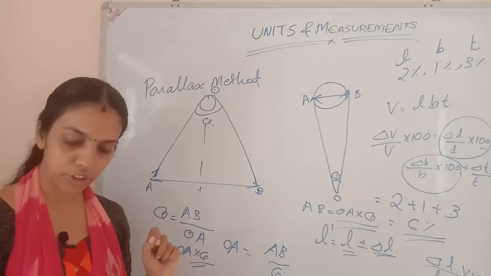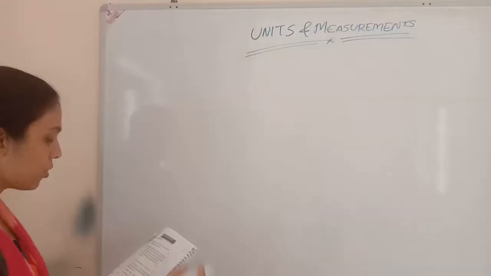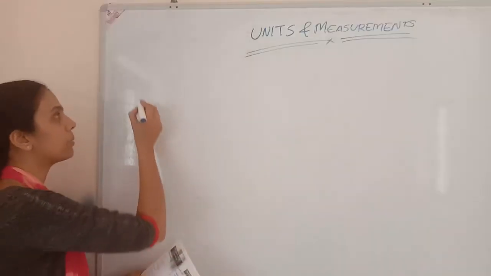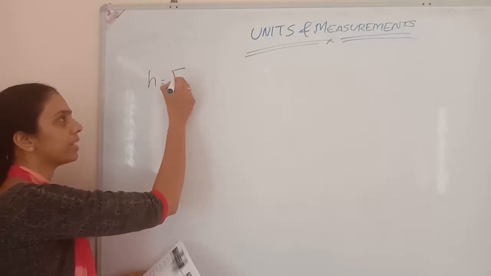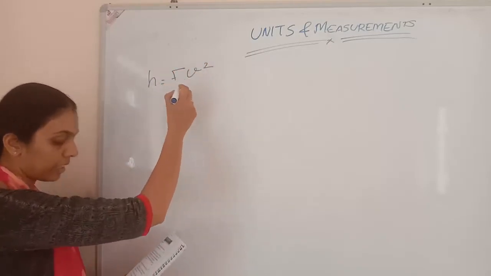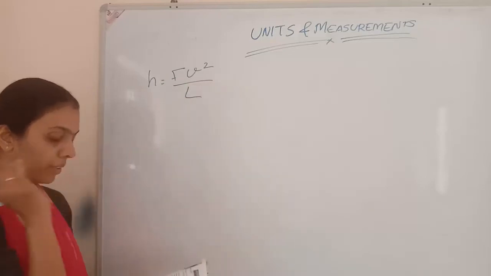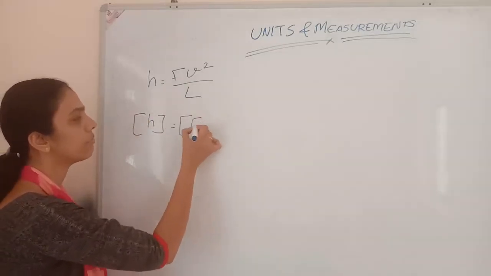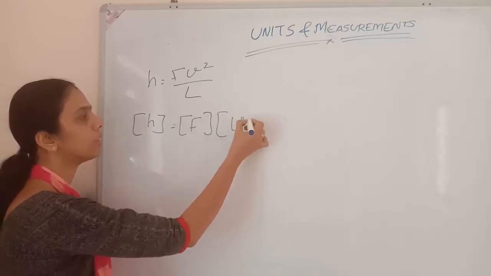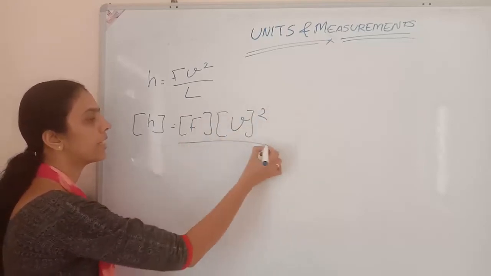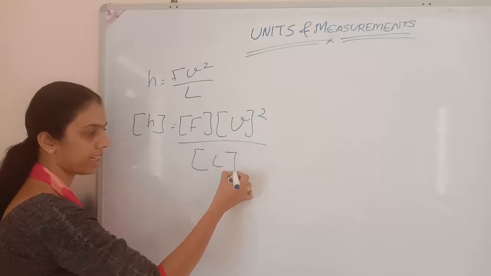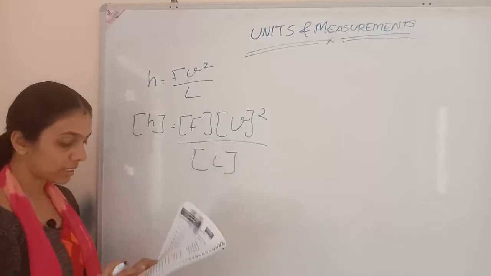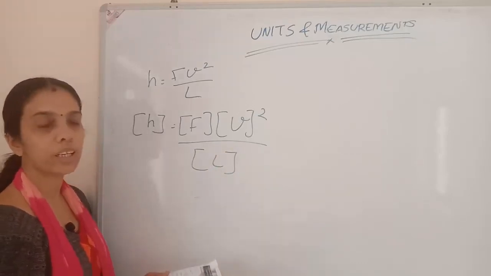So next one is, a physical quantity is given by H is equal to Fv square by L. Find the dimension of H. So the physical quantity is given by H equals Fv square divided by L. Dimension of H equals dimension of F into dimension of V square divided by dimension of L. Here in the question, L is given as the angular momentum.